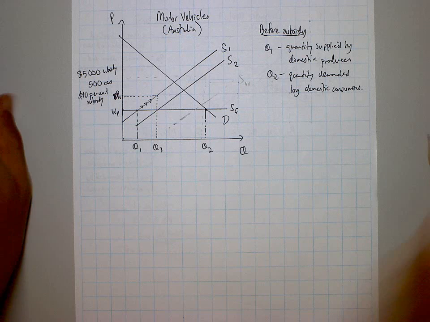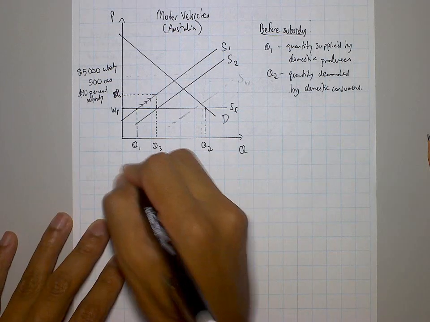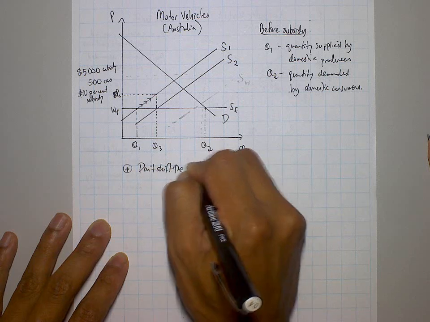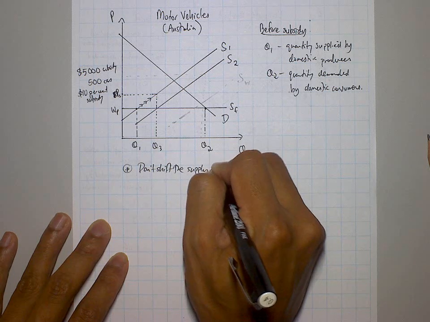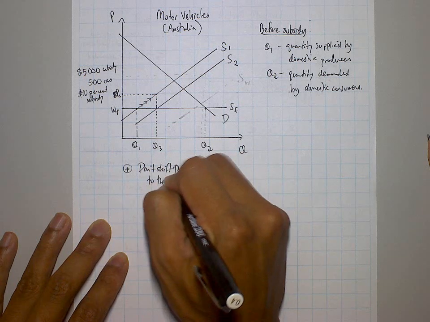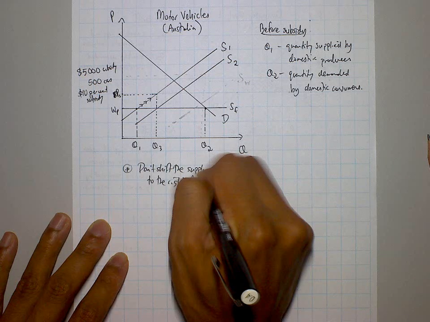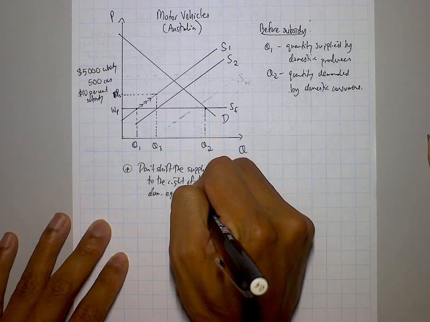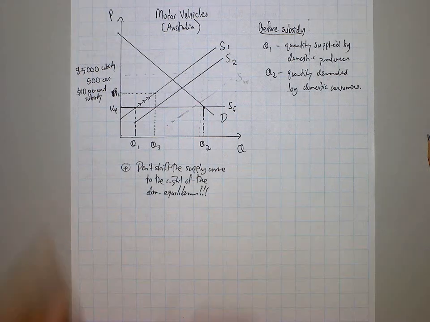Okay, so important point I'm going to put down is over here, don't shift supply curve to the right of the domestic equilibrium. Very common mistake. You don't want to make it. Okay, don't do that.